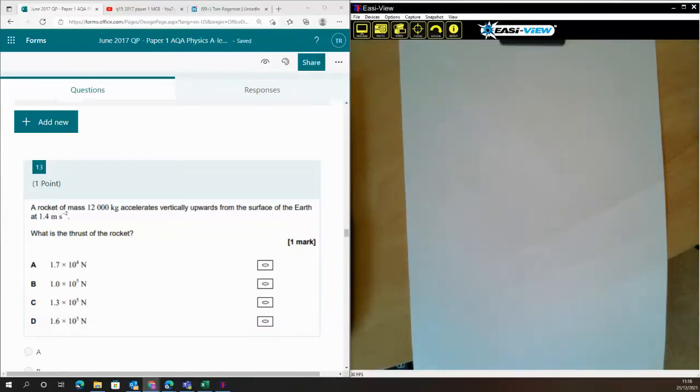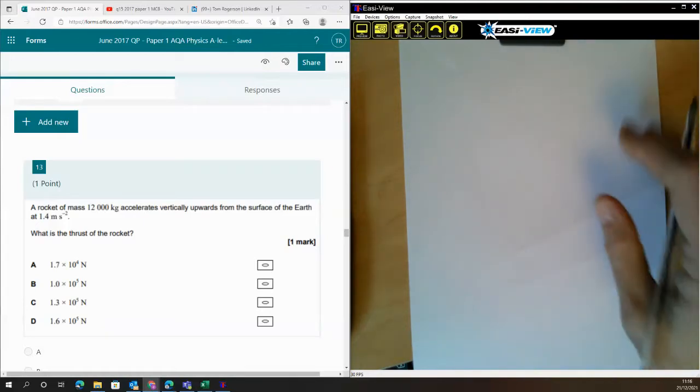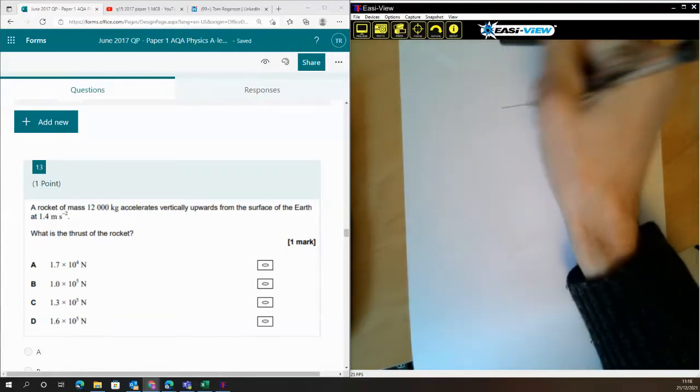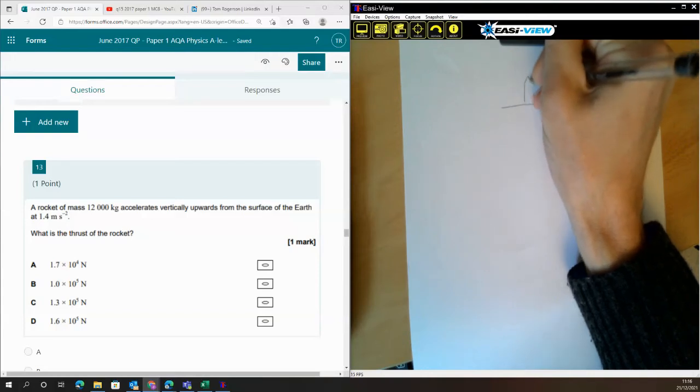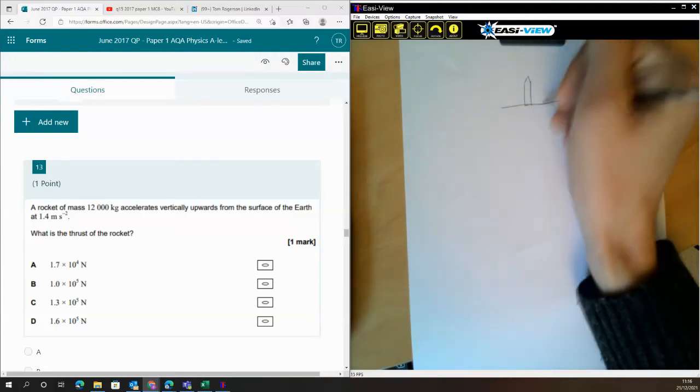This is a straightforward question on forces, but it's not quite as straightforward as it initially appears. There's one subtle thing that you need to be aware of to make sure that you get it right. Easy way to make sure you get it right, if you draw a little sketch.